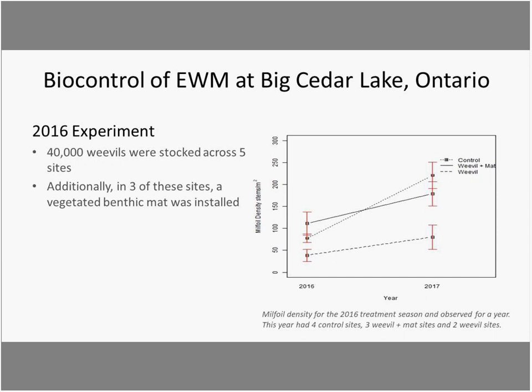So yeah, both the weevil and mat sites did increase as much as our control site did in terms of milfoil density. And the weevil-treated areas, the larger dashed lines at the bottom, they started out in 2016 with lower density, which would suggest why we saw the relatively low density again in 2017.